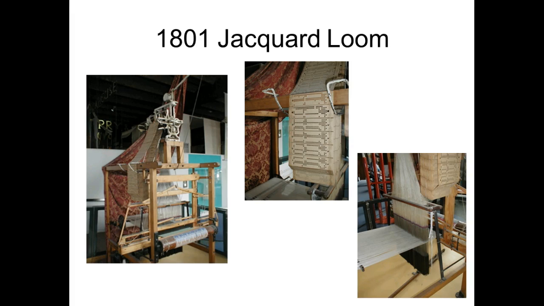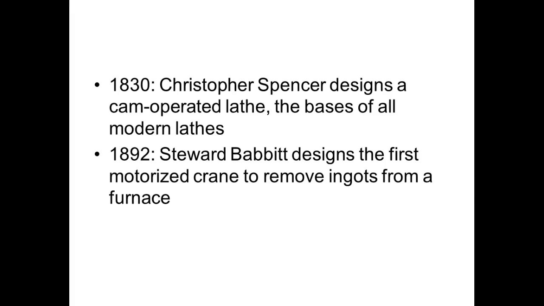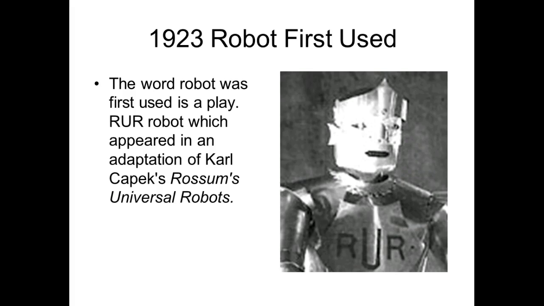I'll tell you where it's at. But look, the first programmable loom was done, I don't know, in what year? 1801. A cam-operated lathe, the basis of all modern lathes. And then in 1892, the first motorized crane was designed to remove ingots from a furnace. And then the word robotics was first used in a book, by the way, in 1923, which is pretty neat.